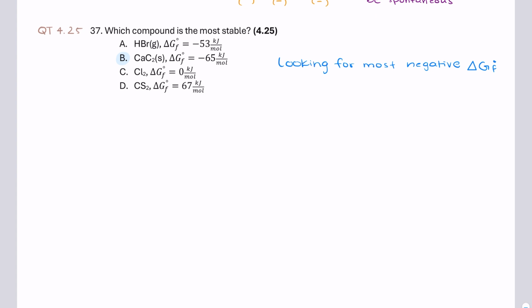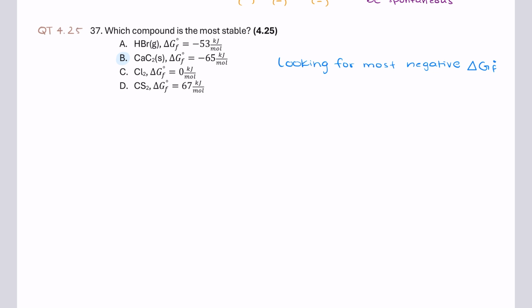On to our last and final problem. This one says, which compound is the most stable? To answer this, we just need to remember the meaning of the standard Gibbs free energy of formation. This is the change in free energy when 1 mole of a compound is formed from its elements in their standard states under standard conditions. A more negative value for standard Gibbs free energy of formation means that the formation of the compound is more thermodynamically favorable, and therefore the compound is more stable. So we're looking for the most negative value because that corresponds to the greatest thermodynamic stability.